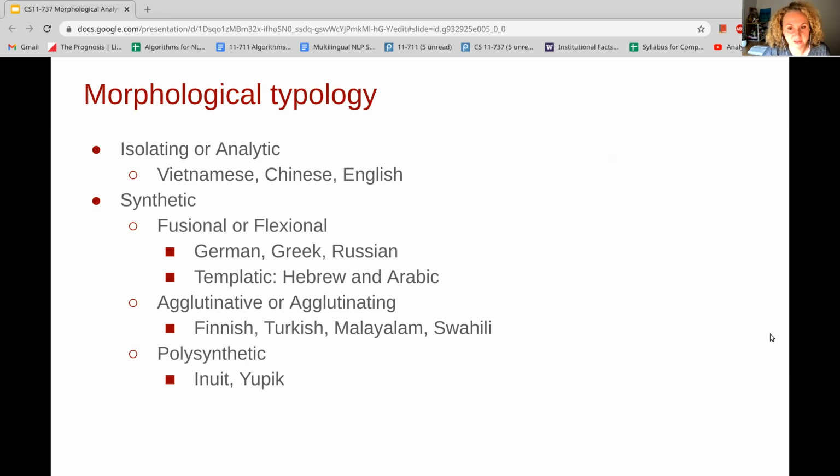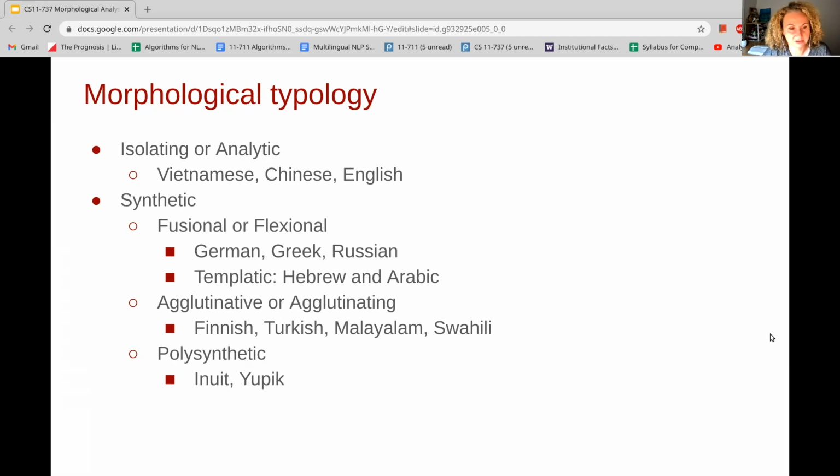Languages that, similarly to isolating languages, have relatively few free morphemes per word, but unlike isolating languages, have many prefixes and suffixes, are called fusional or flexional languages. Examples include Greek, Russian, German. There is a special subclass of fusional languages, which are called templatic languages, as I showed in the previous example. Arabic and Hebrew are also like this.